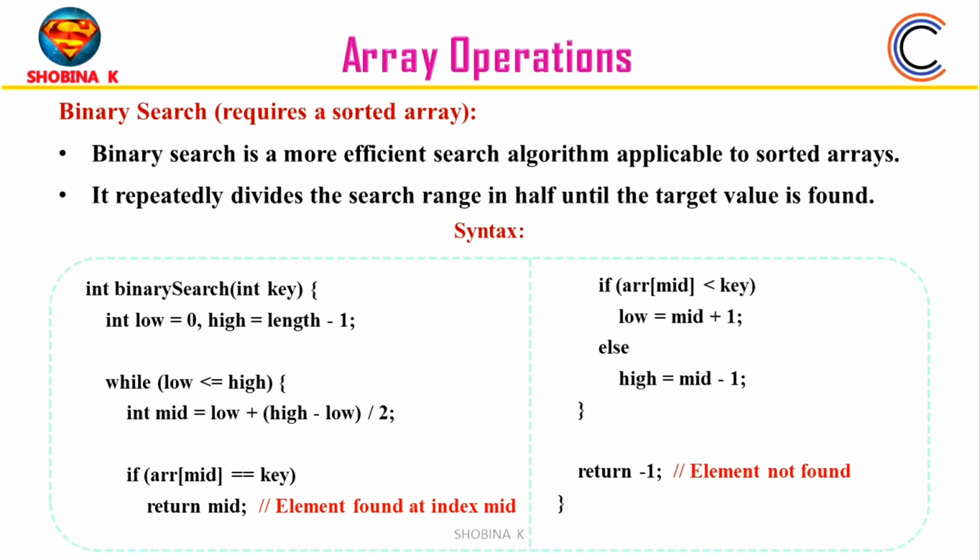return -1. If the loop completes without finding the key, it returns -1 to indicate that the element is not present in the array. So this function performs binary search in a sorted array, returning the index where the key is found, or -1 if the key is not present in the array.